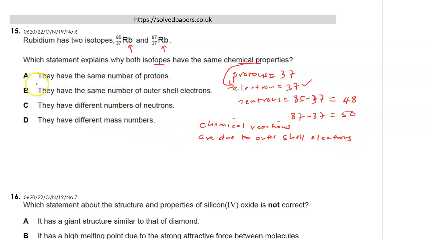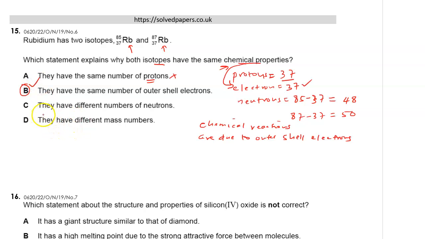So let's look at the multiple choice. They have the same number of protons, and that is correct, but protons do not contribute to the chemical reactions, so that is not right. They have the same number of electrons, that's 37, but protons are in the nucleus and they do not participate in a chemical reaction. They have the same number of outer shell electrons. This is correct.